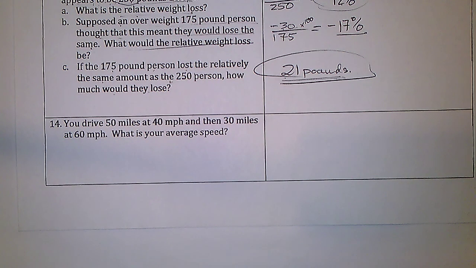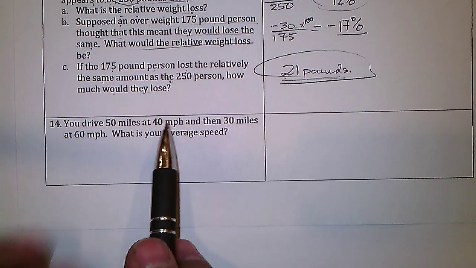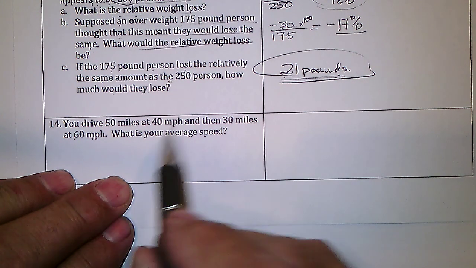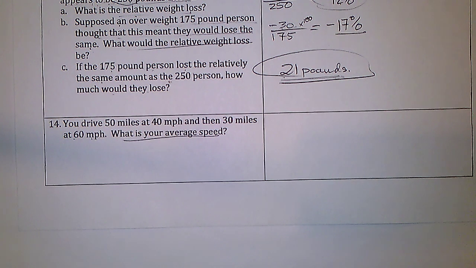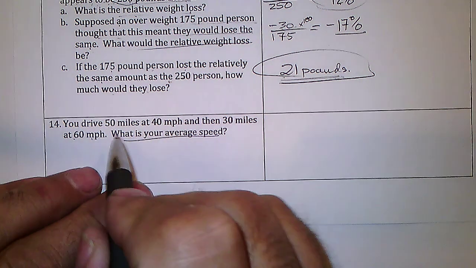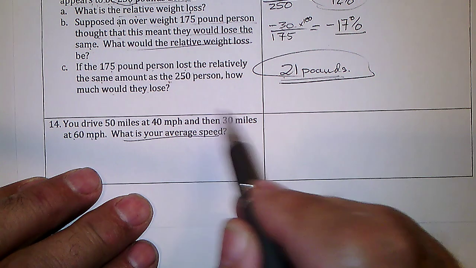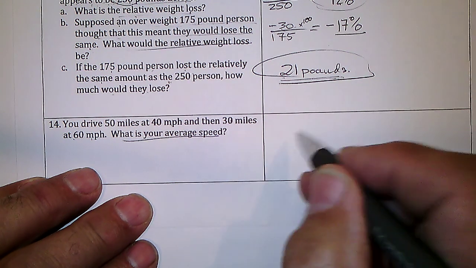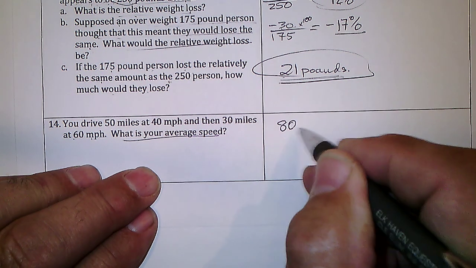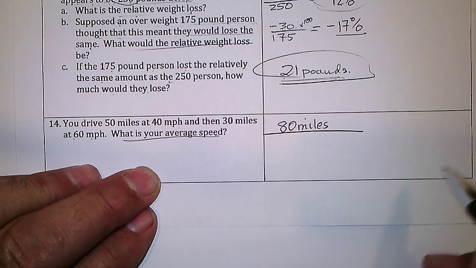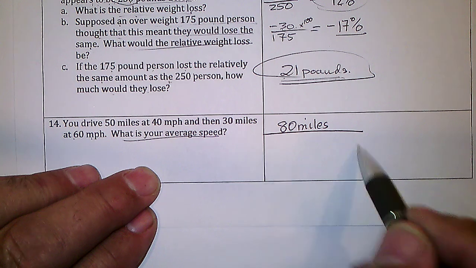And the last one: you drive 50 miles at 40 miles per hour, and then 30 miles at 60 miles per hour. What's your average speed? Okay, once again, it's how much time you spend at each that counts. So the total distance you went is 50 miles plus 30 miles. So that's 80 miles divided by how long it took you to do it.